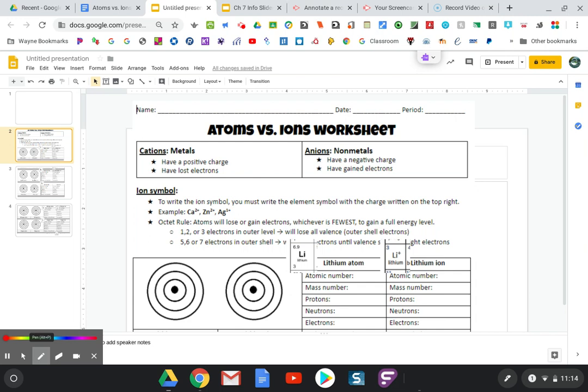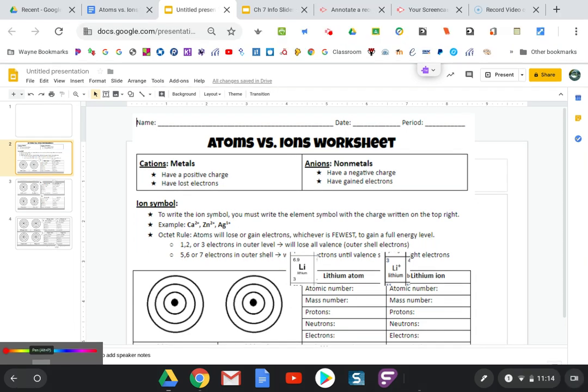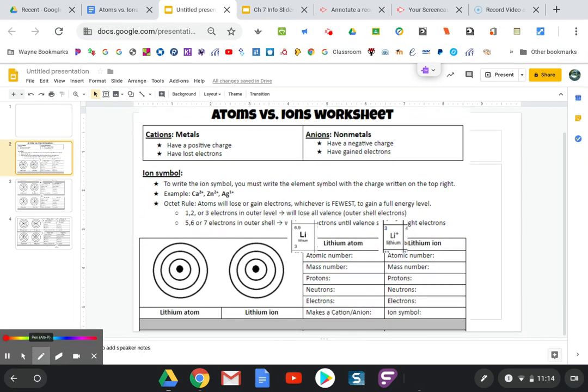All right, I'm going to get you started with the atoms versus ions worksheet, and we're going to go through a couple of examples together. So you're going to start with lithium, and I found some little clips from the periodic table, and I'm going to show you where you find all this information.